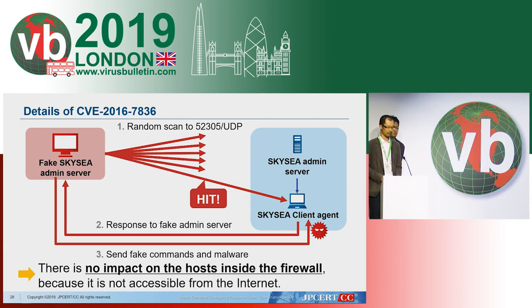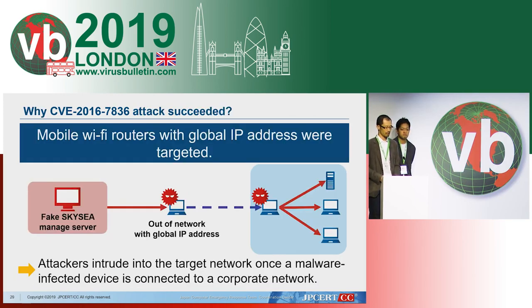So how is the vulnerability leveraged in this attack? In Japan, some mobile Wi-Fi routers have global IP addresses. Such mobile Wi-Fi routers were used as an entry point of the malware into a host. When the malware-infected device is connected to a corporate network, the malware infection also spreads to the network.